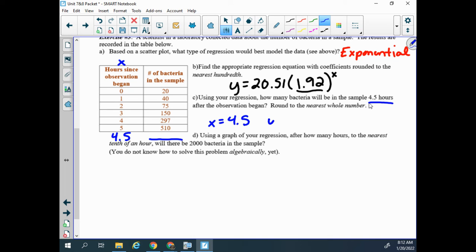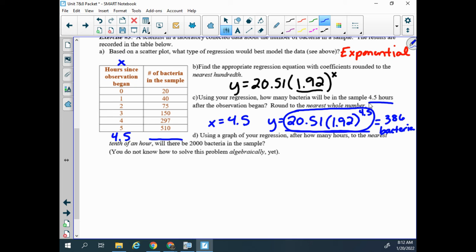I'm trying to find y. So I'm going to plug in the 4.5 for x, and then I can just basically type that whole thing in my calculator and figure out how many bacteria will be there. So to the nearest whole number, it's 386 bacteria. This is not in the stat menu. I'm just typing this in the home screen like a normal evaluation.